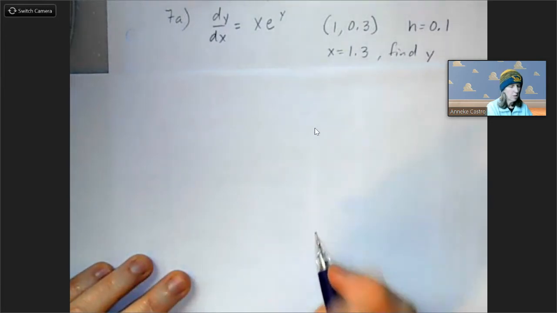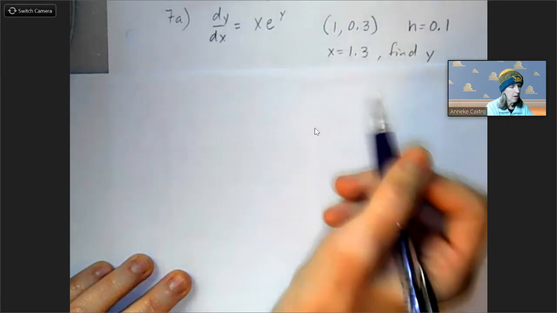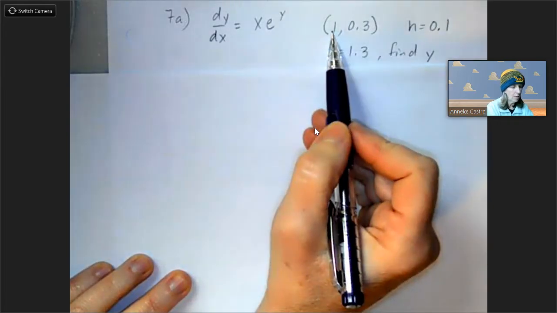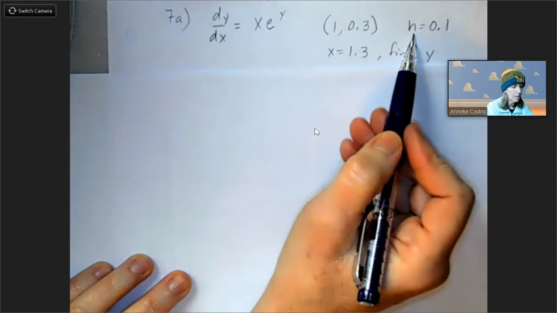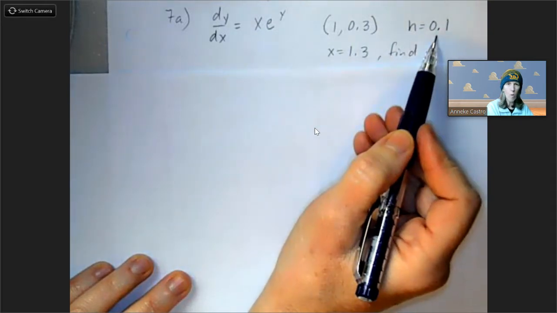So what we're going to do is make a table with x values and y values, and our first x value is going to be 1, and our first y value is going to be 0.3. We were told our step value is going to be 0.1.